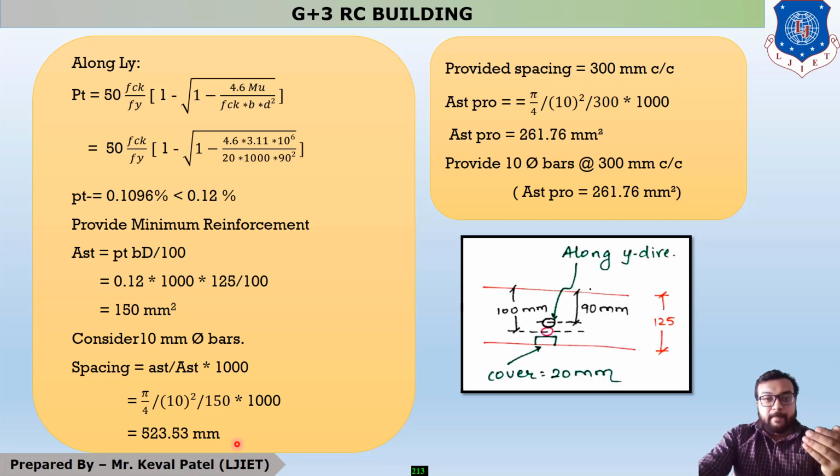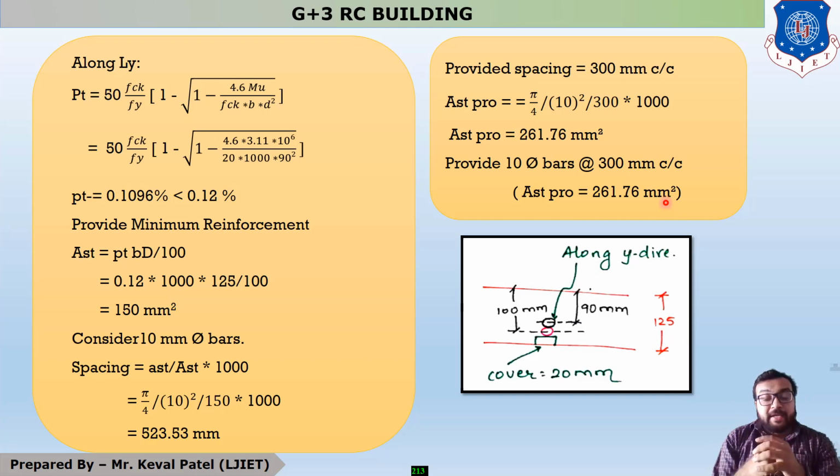But this spacing is too large and it is already discussed that we have not to provide your minimum steel exceeding 300. Okay, so you have to provide your main steel having spacing of 300 mm. So for 300 mm spacing provided, AST provided is 261.76 mm square. And your final answer is provide 10 mm diameter bars at 300 mm center to center. It means your AST provided is 261.76 mm square. This is the calculation for positive moments.